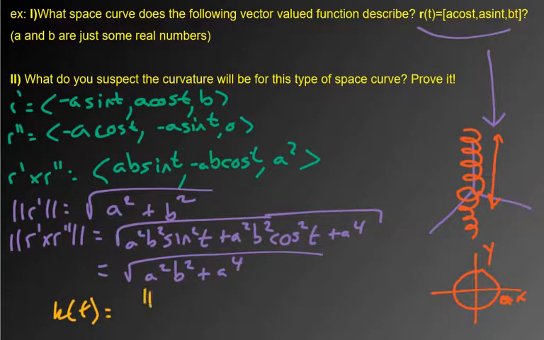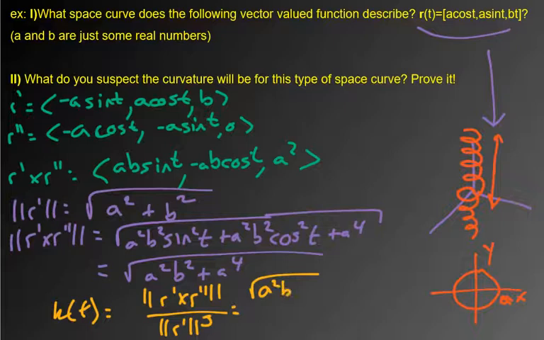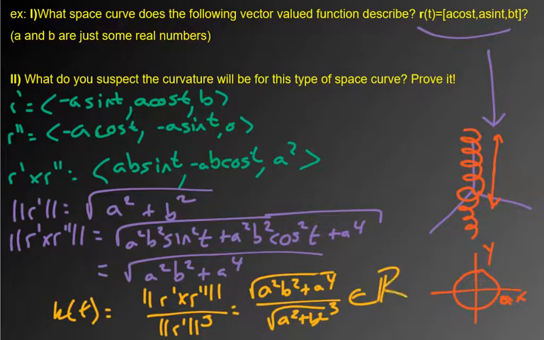And the curvature is just the magnitude of r prime cross r double prime over the magnitude of r prime cubed, and the square root of a squared b squared plus a to the fourth. So this thing over the square root of a squared plus b squared cubed, that is an element of the real numbers. It's just a constant, which is what you would think. So it really is just a number. That's all I'm saying. And that's kind of weird.